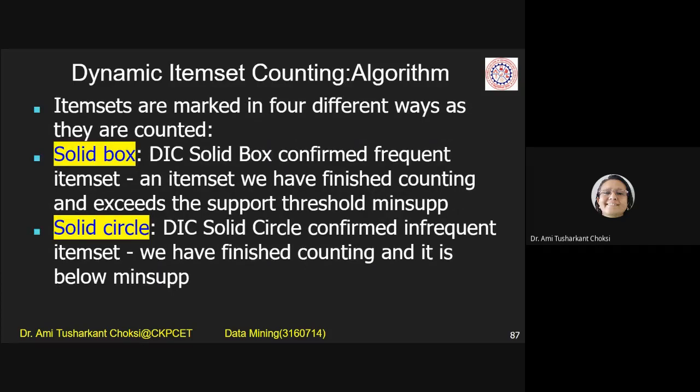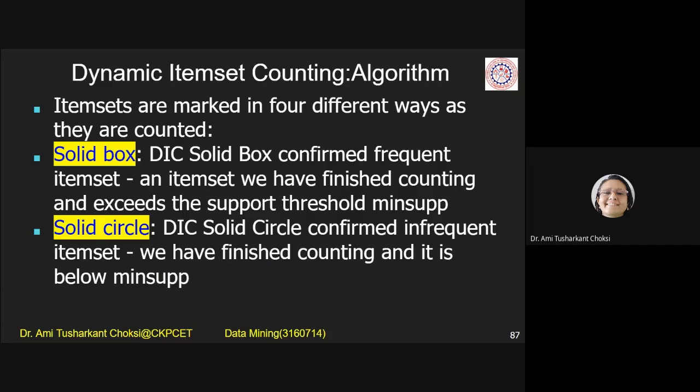Now, what is that? Dynamic item set counting algorithm. That's what we are learning. Item sets are marked in four different ways. One is they are counted.